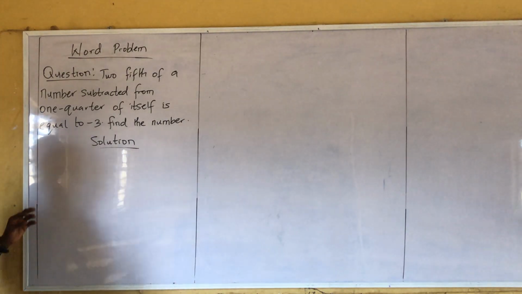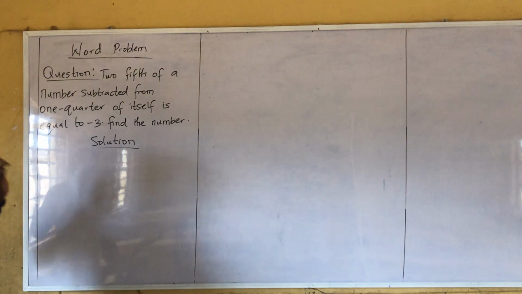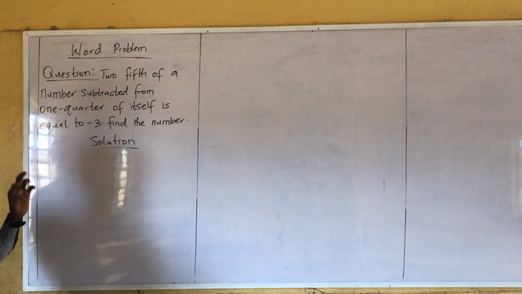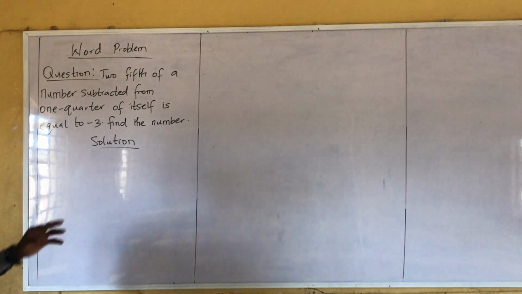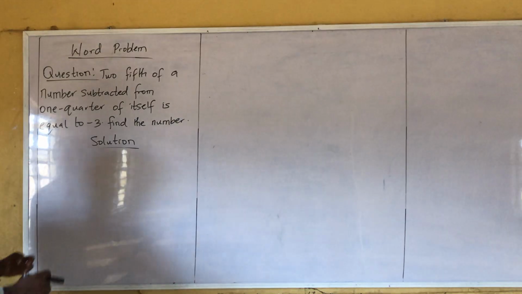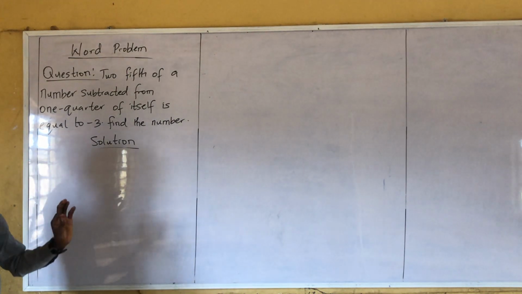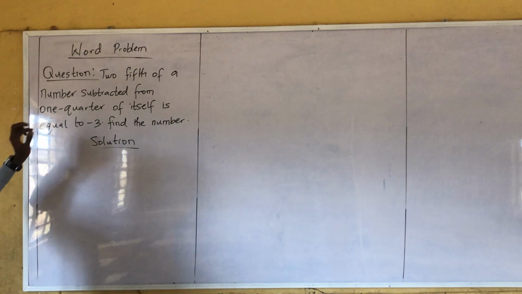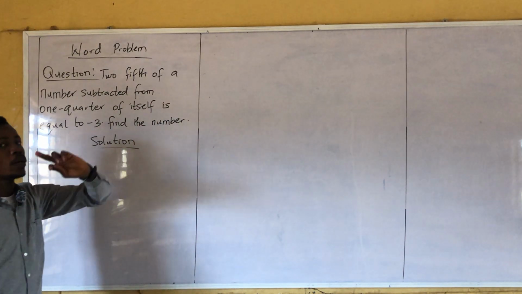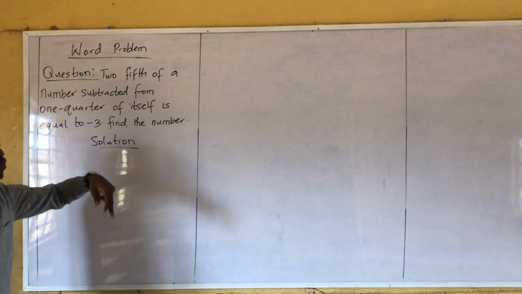So we have a question that says 2/5 of a number subtracted from 1/4 of itself is equal to -3. Find the number. So what are the first two things we need to take note of in this question? 2/5 of a number and then 1/4 of itself, of that same number.